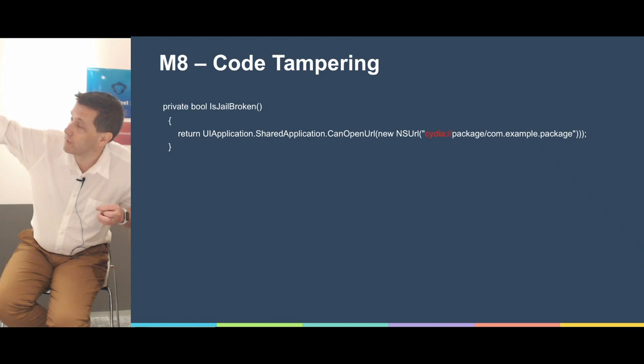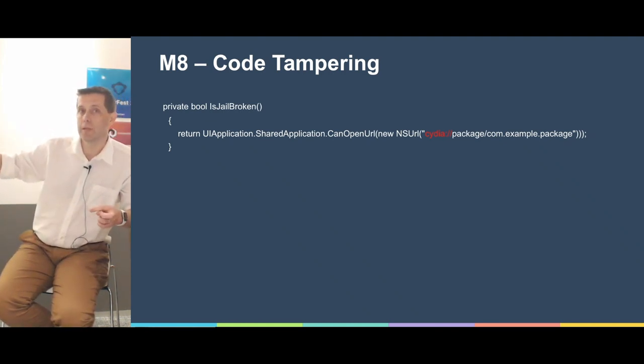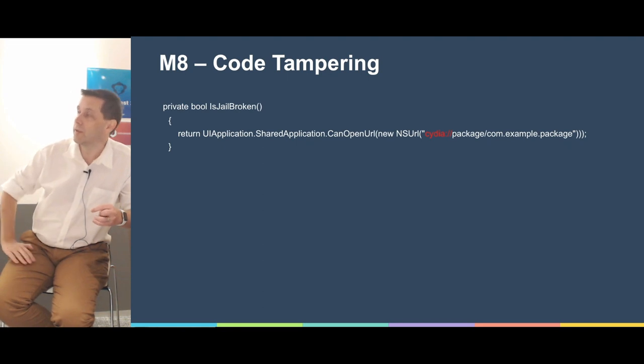All that's doing is checking for the existence of the Cydia substrate. So Cydia is one of the things you can install to use to jailbreak your phone. And if that's successful, then it's installed.